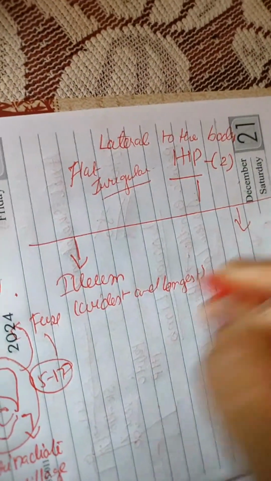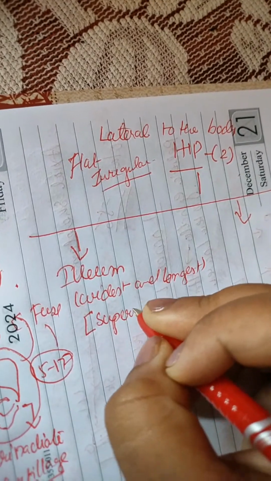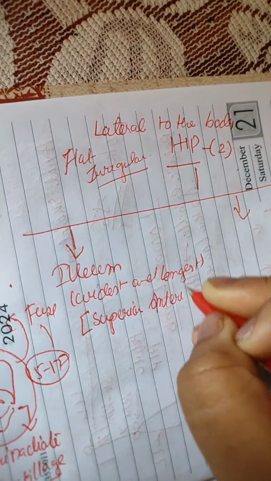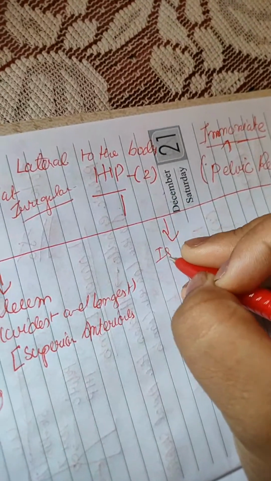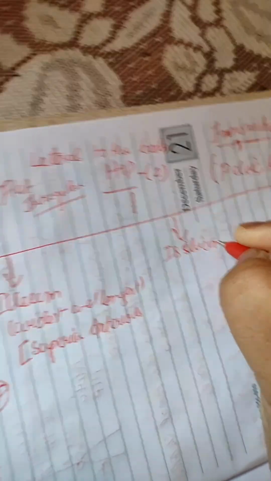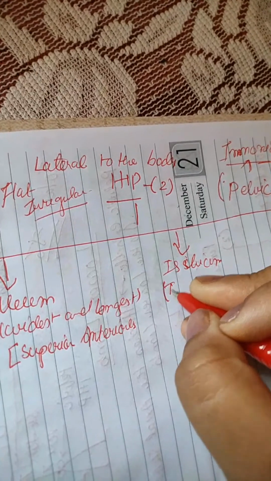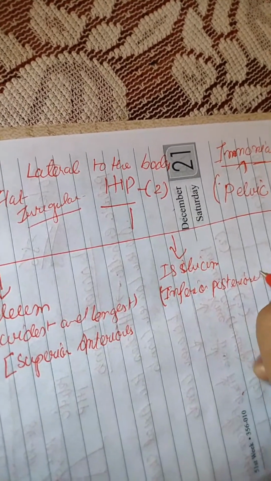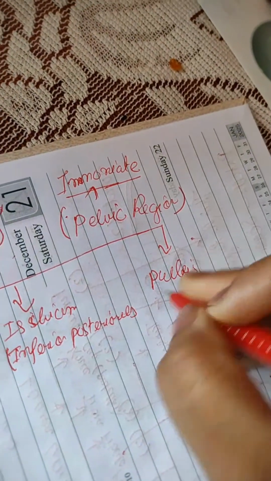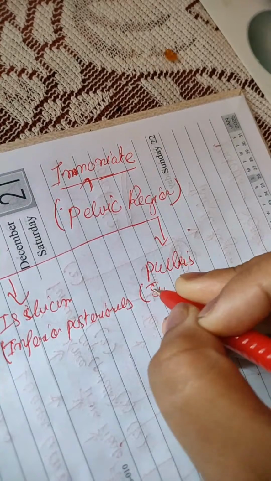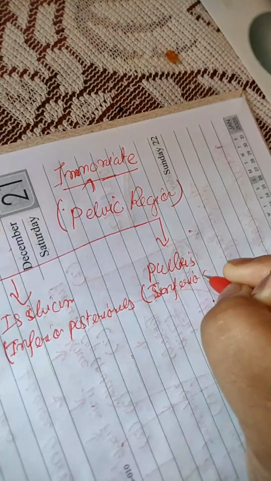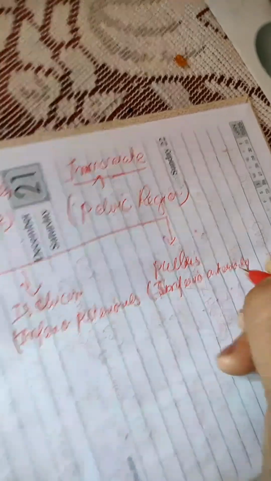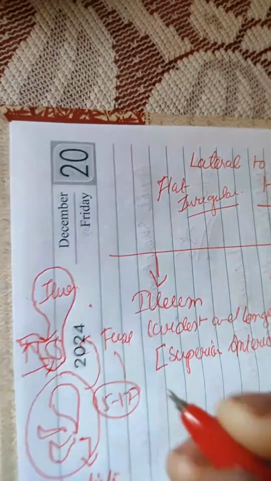So where the ilium lies, it lies superior anteriorly. Next, we have the ischium. This portion is the ischium. Where does it lie? It lies inferior posteriorly. After this, we have the pubis. Where does it lie? It lies inferior anteriorly. So this will be the pubic bone.